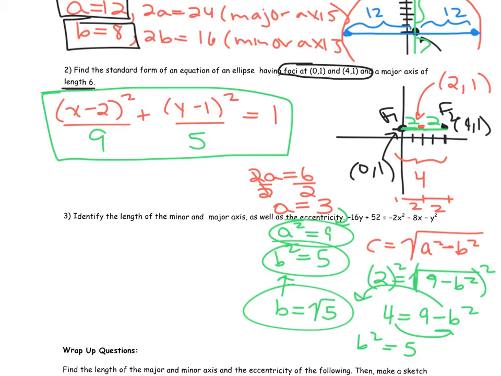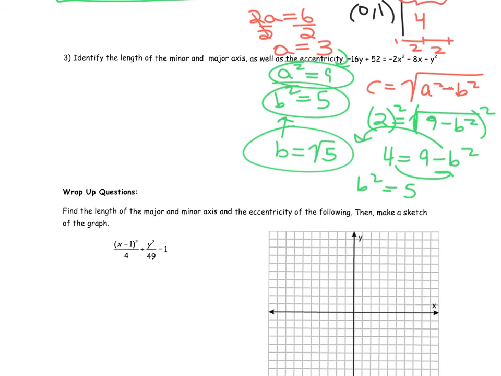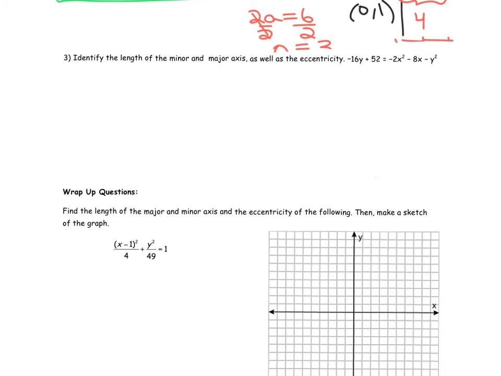Okay. Let's take a look at question 3. So we're going to identify the length of the major and minor axis as well as the eccentricity. All right. So I'm going to erase what I have going on here and let's do this question together. All right, so immediately I can tell already that I'm going to need to complete the square. So let me just clean this up and write this out.